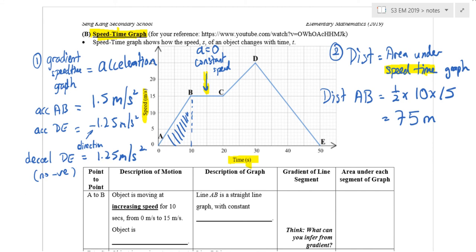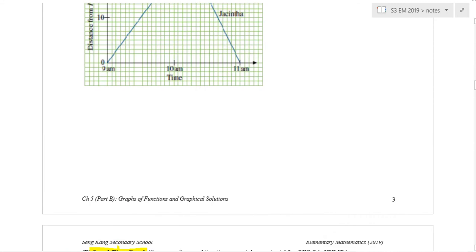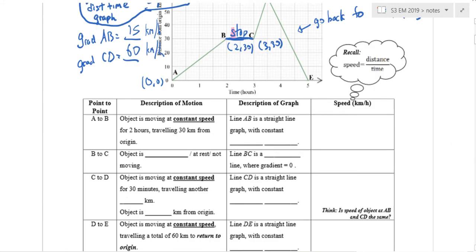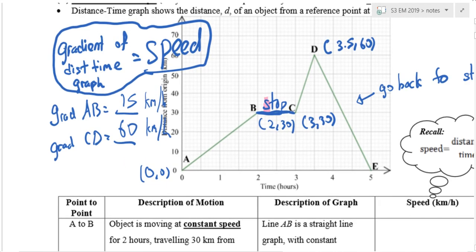Now, the same graph, if I change to first page, can I ask you, what is the distance of AB? Not area. 30. Why? This is distance. So it's 30. See the difference now? So if it's speed time graph, then you find area. If it's not speed time graph, then it's just reading off.